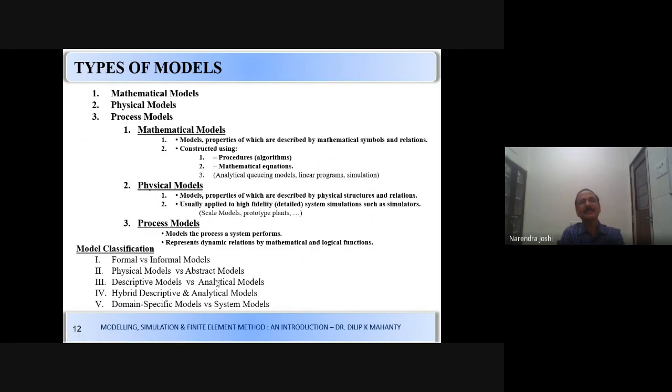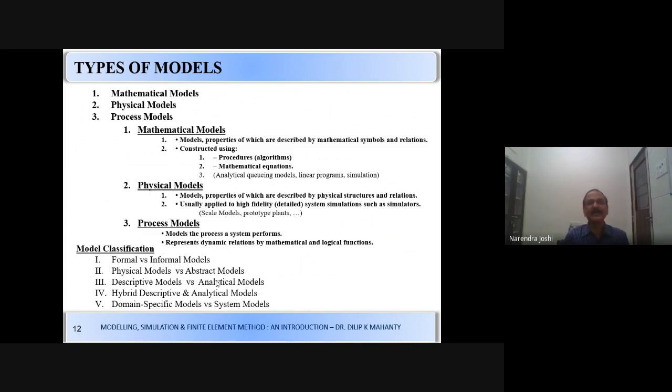Other types of models are mathematical, physical, and process models. If you look at this, it is very interesting. For mathematical models, we develop the mathematics and define each of these components or parts, their input and output, the way they work and how they interact with the other parts connected to them. We develop mathematical equations and algorithms and try to understand how they behave in different functions.